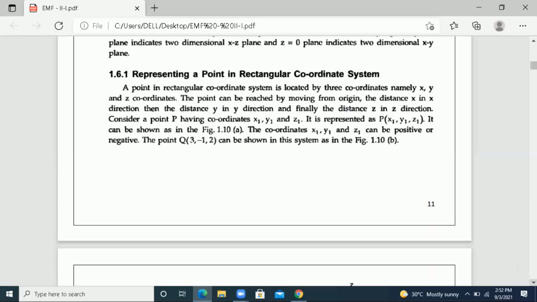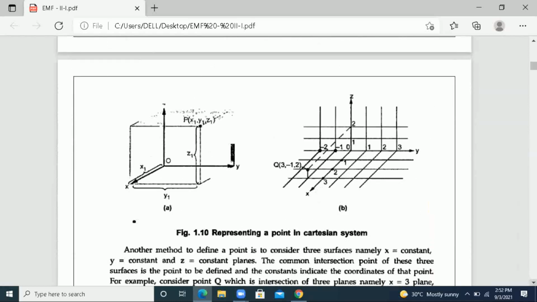So then, we have a point here. To reach this point from the origin, we're going to move x1 in the x direction, y1 in the y direction, and z1 in the z direction to get to that point.